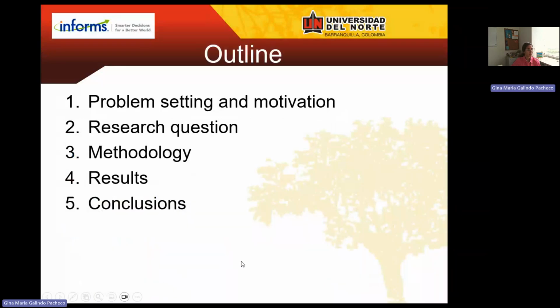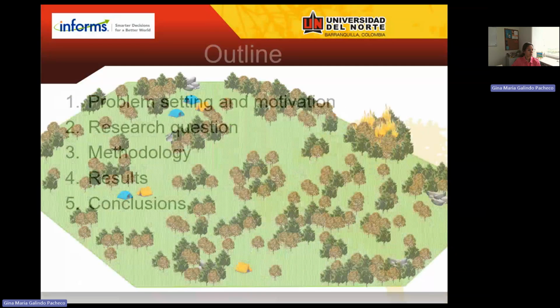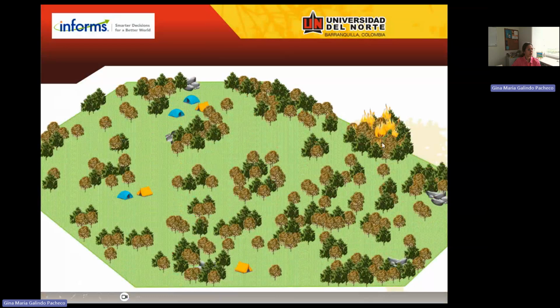So this is a brief outline of what we're going to see today. Let's start with the problem setting and motivation. Let's say that we have this region where we have an ongoing dynamic event, such as a wildfire. And we know there is a missing person here who is injured and not able to move away from the disaster. So we need to go and search and rescue this person.